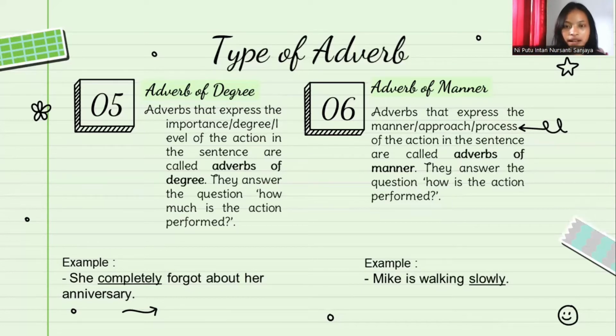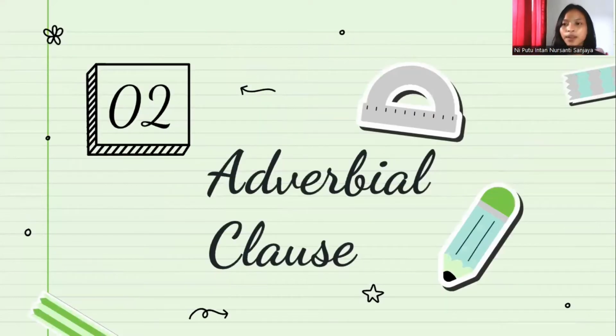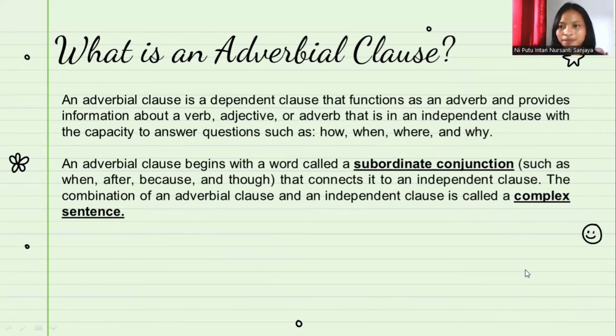So, the next material is adverbial clause. What is an adverbial clause? An adverbial clause is the dependent clause that functions as an adverb and provides information about a verb, adjective, or adverb that is in an independent clause with the capacity to answer questions such as how, when, where, and why. An adverbial clause begins with a word called a subordinate conjunction, such as when, after, because, and to, that connects it to an independent clause. The combination of an adverbial clause and independent clause is called a complex sentence.